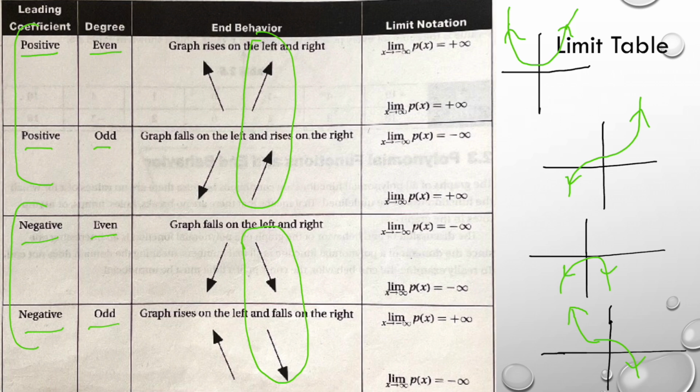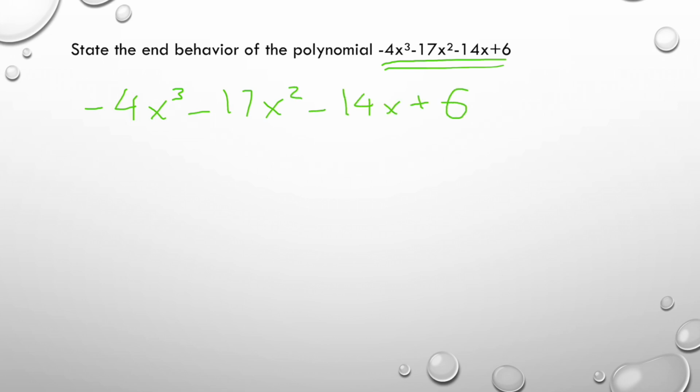I'm going to show you one application now. What you have on your screen is the question: state the end behavior of the polynomial minus 4x cubed minus blah blah blah. We'll look into that later. This is not exactly how the question might appear on your test, but it's somewhat similar to what might come, and the essence will remain the same. Now, in order to find the end behavior, I'm going to first write it down. We have minus 4x cubed minus 17x squared minus 14x plus 6.